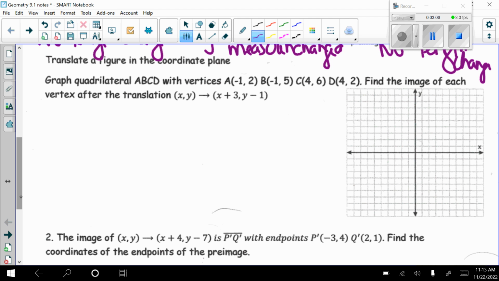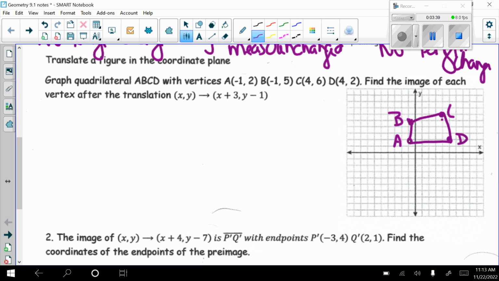So now we're going to practice translating a figure in the coordinate plane. First we're going to graph the quadrilateral ABCD with these vertices. A is at (-1, 2), so there's my A. B is at (-1, 5). There's B. C is at (4, 6). And D is at (4, 2). And so here is our quadrilateral.